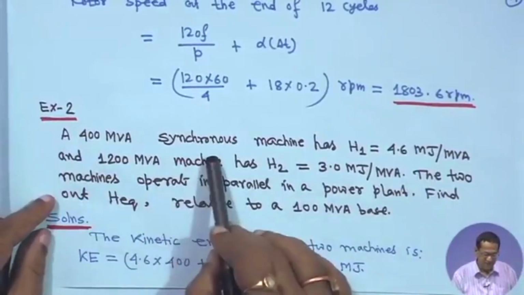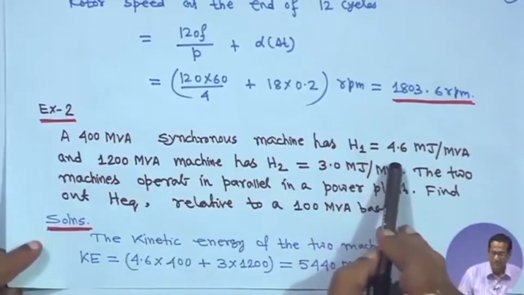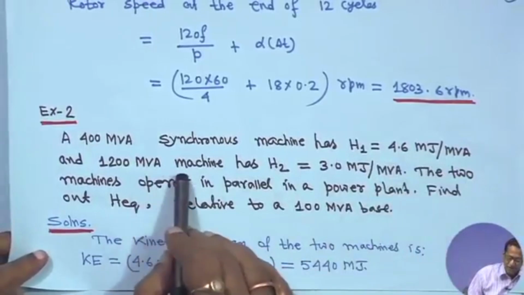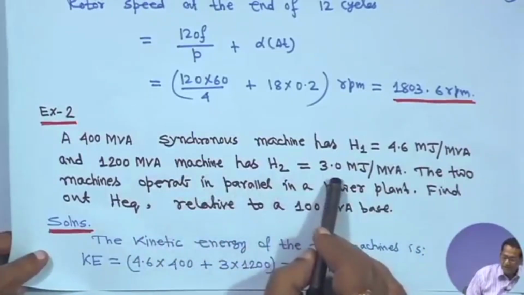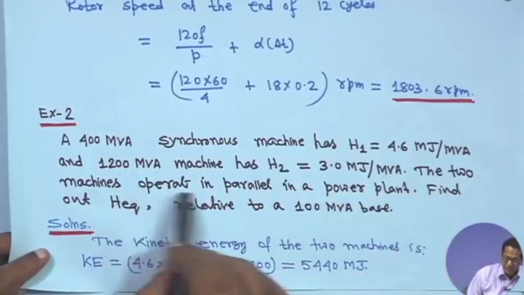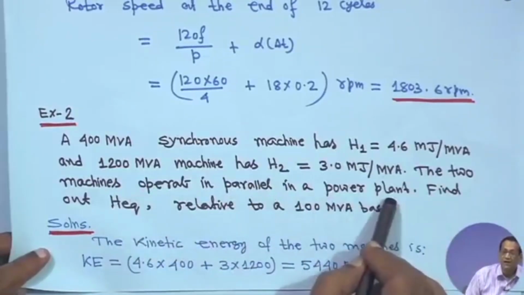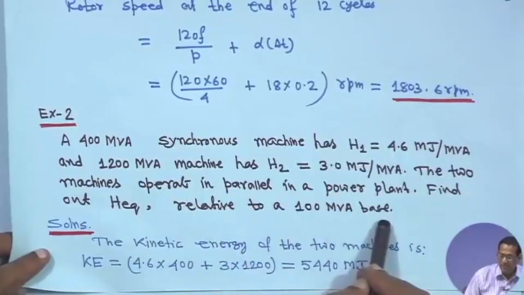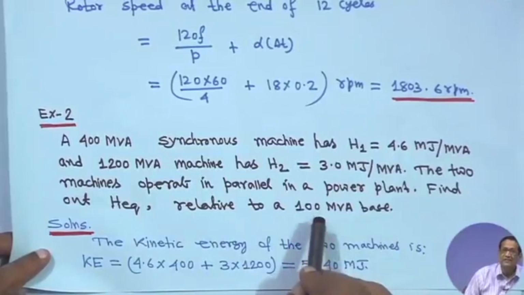Suppose a 400 MVA synchronous machine is given with H1 equal to 4.6 megajoule per MVA, and a 1200 MVA machine has H2 equal to 3.0 megajoule per MVA. The two machines operate in parallel in a power plant. You have to find out H_eq relative to a 100 MVA base, that is, the system base is 100.